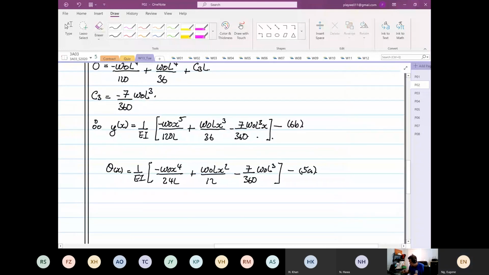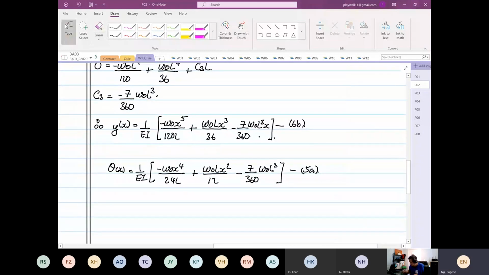Okay, let me check. Yep, right. So that's it. Just integrate 4 times. Very, very straightforward technique.